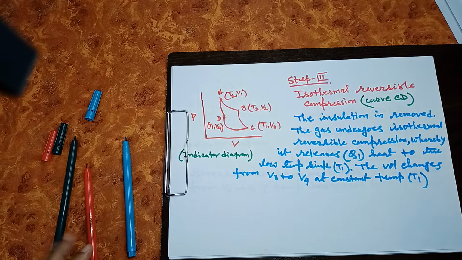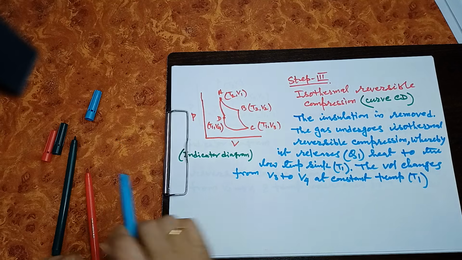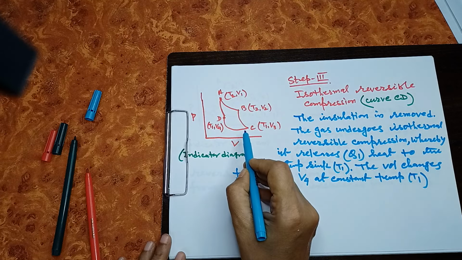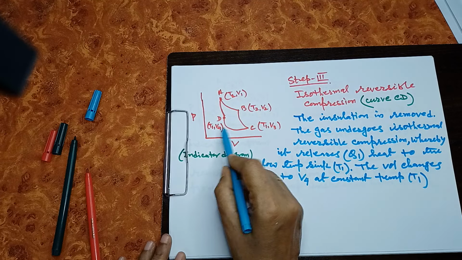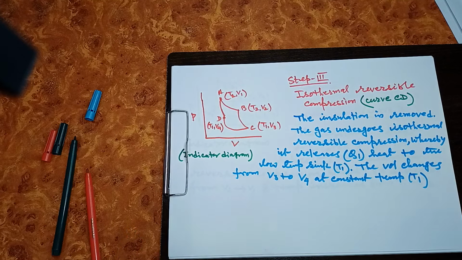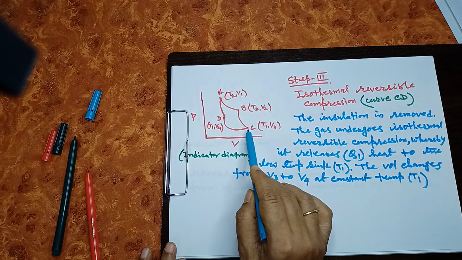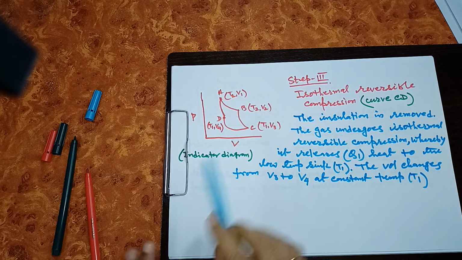Now coming to step 3. Step 3 is isothermal reversible compression, which is denoted by the curve CD. Isothermal means you have to remove the insulation, because isothermal process means heat exchange will occur. So the insulation is removed and the gas undergoes isothermal reversible compression.